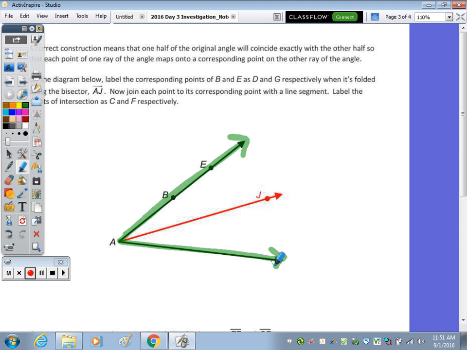On the diagram below, label the corresponding points of B and E as D and G respectively. So that means when you fold the paper along AJ, B is to land on D, respectively means in that order, and E would land on G, and we need to label that. Now join each point to its corresponding point with a line segment, and then label the points of intersection as C and F respectively. So go ahead and take the time to fold your paper. Pause the video and do the fold and mark where points D and G would land.